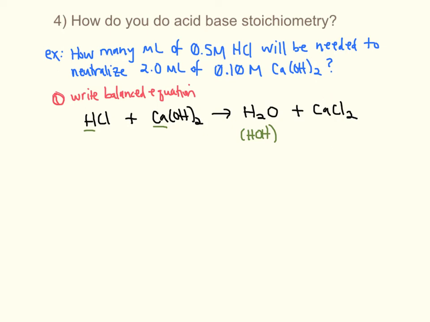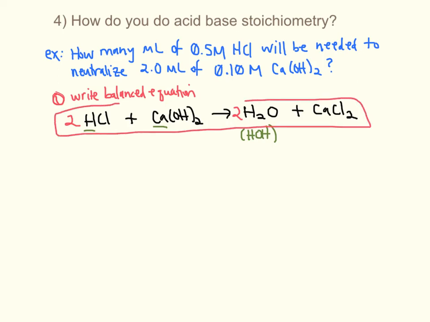Then you're going to need to go in and, of course, balance this equation. So we need 2 chlorides, so we'll put a 2 here. And then we have 2 hydroxides and 2 hydrogens, so we're going to end up making 2 waters. So this is your overall balanced chemical equation.